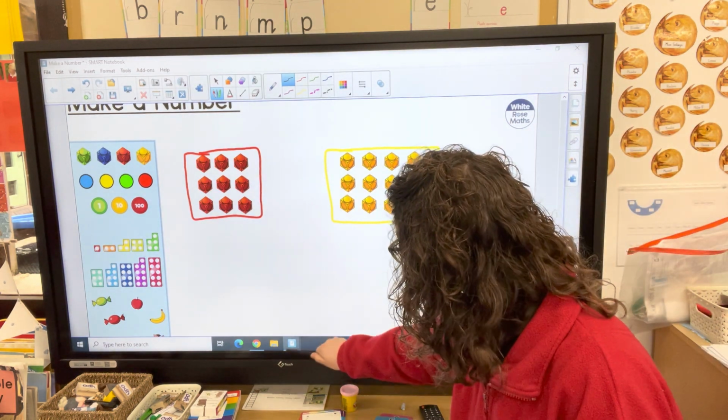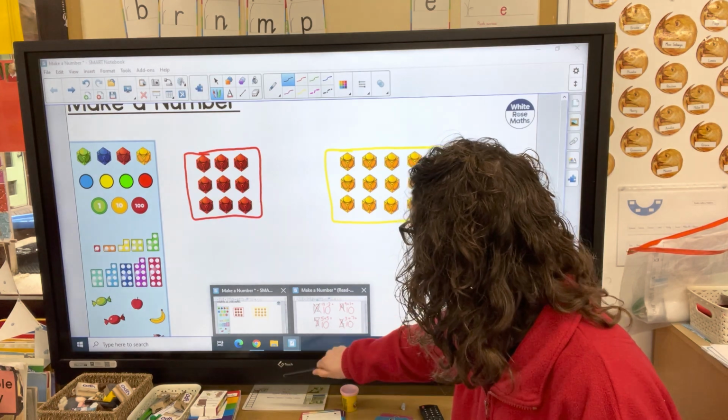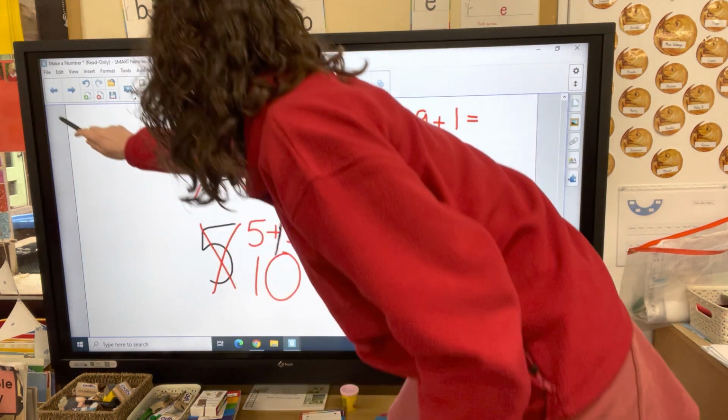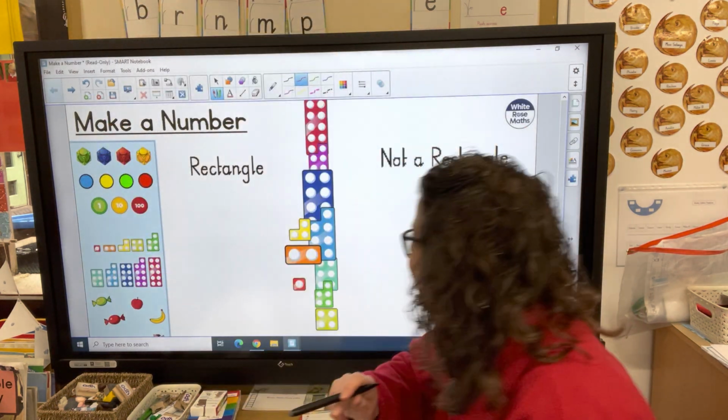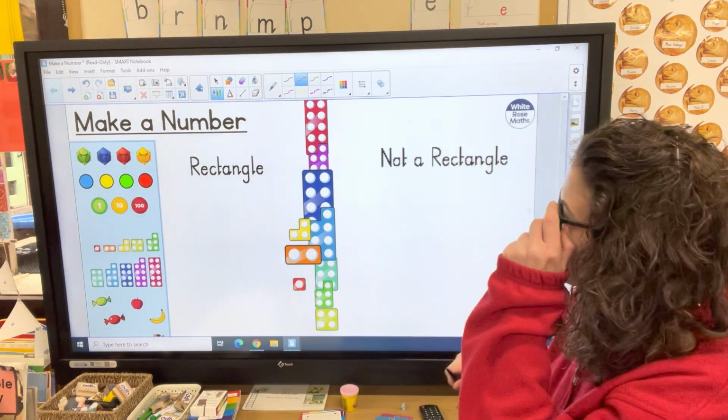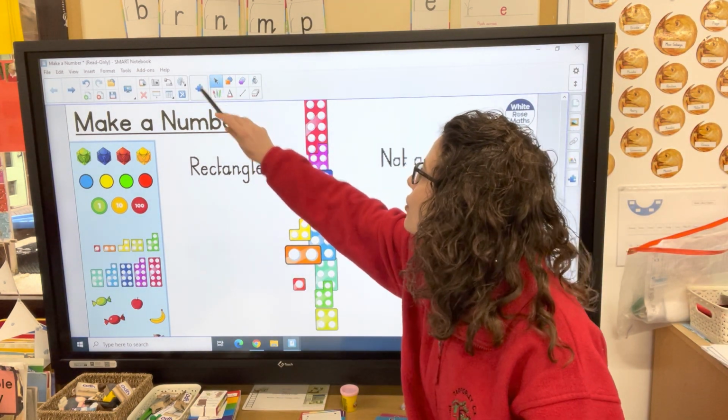Now, if we have a look at my Numicon, where on earth are my Numicon now? There! I've got too many things open. Okay, here are my Numicon.